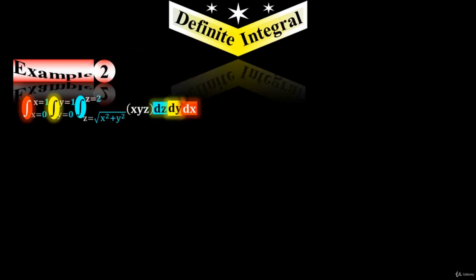Triple definite integral equation. Example number 2. Triple integral of x times y times z dz dy and dx. We have three integral signs, and therefore it is a triple definite integral equation. When you look to the first integration, again, it has been taken with respect to z first. You can change the order anytime. You can put dy first or dx first, whatever. It's up to you. But the limits must be other than z. The second one is with respect to y, and the third one is with respect to x.